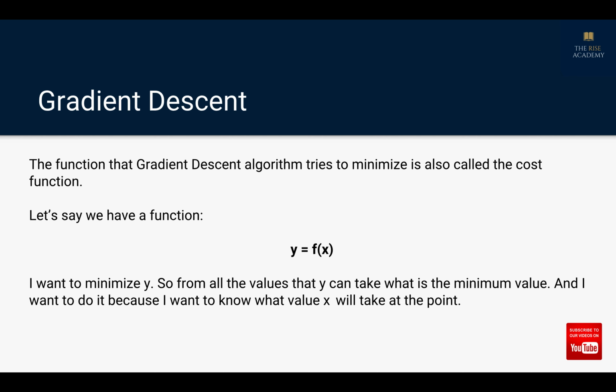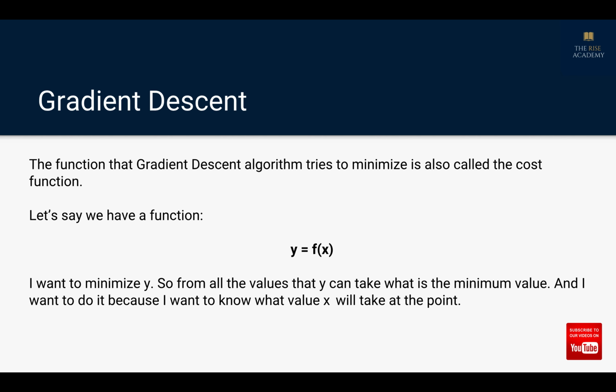The function that the gradient descent algorithm tries to minimize is also called the cost function. Now you need to remember that it's not a constant function. This function changes based on the problem. For linear regression, it could be the sum of squared residuals. That is the function we are trying to minimize. But in case of some other problem, it could be a completely different function. What is constant? The algorithm is constant, but the function that we are minimizing keeps on changing based on the business problem that you are trying to solve.